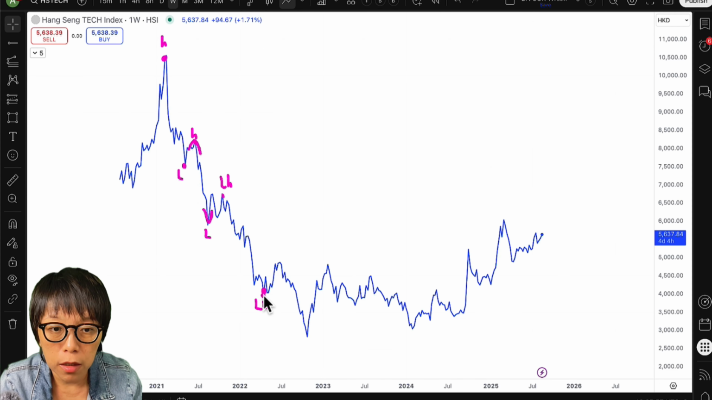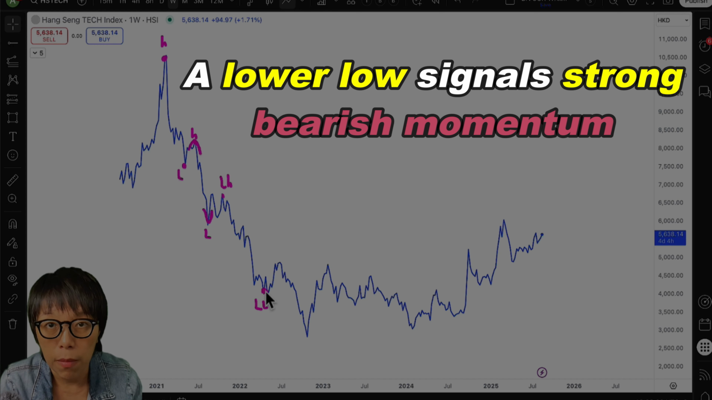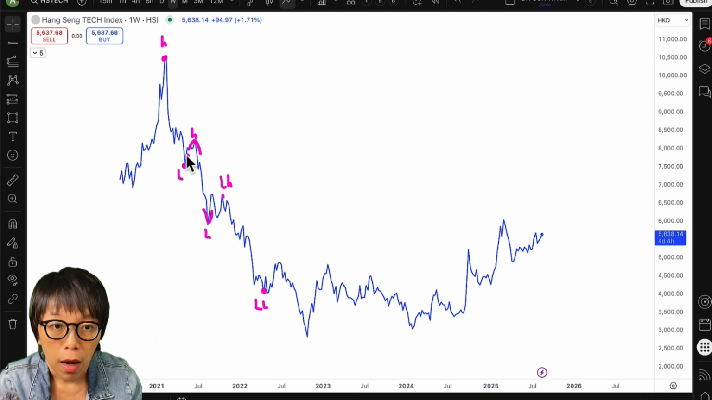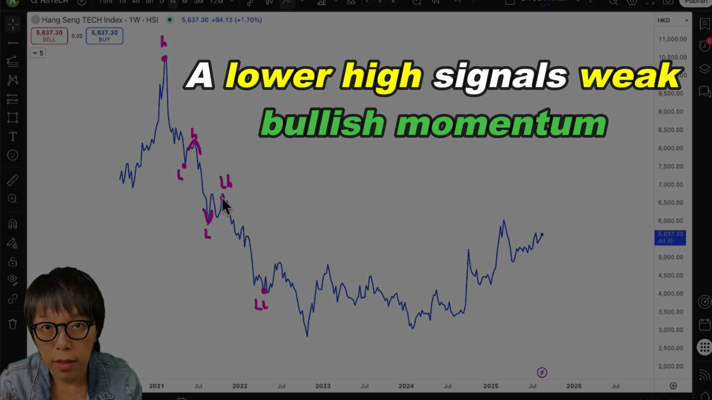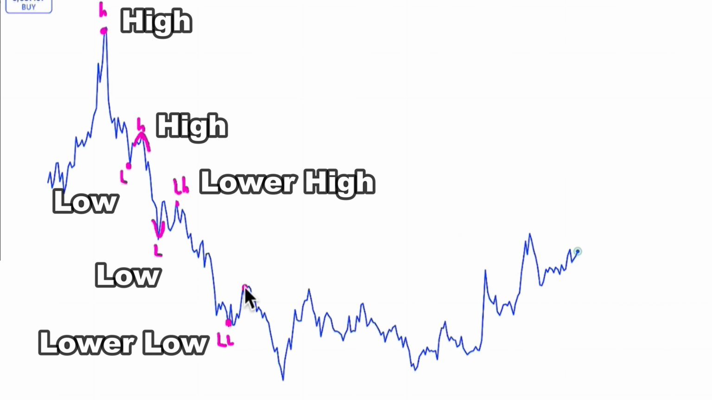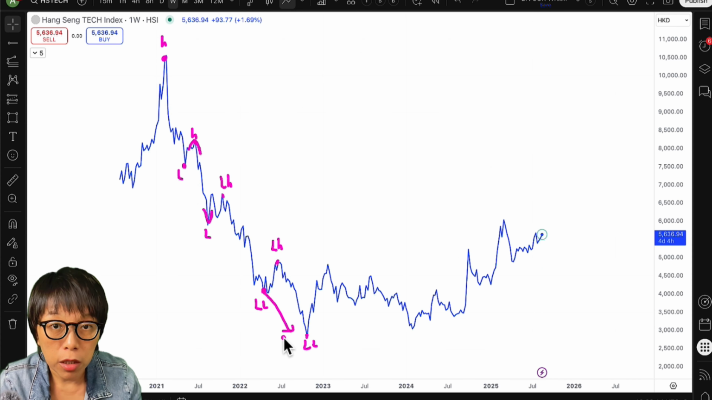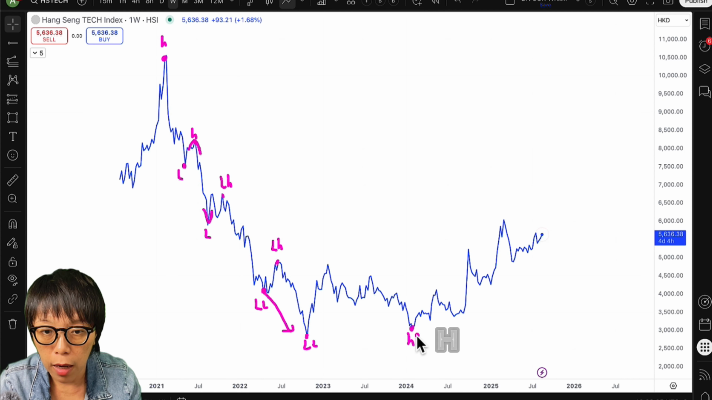This is because if price makes a lower low, it means that the bears are strong. And if price makes a lower high, it means that the bulls are weak. So we have here for Hang Seng Tech a lower high as compared to the previous high and a lower low as compared to the previous low here. But something changed during 2024, where at this low, it's no longer making a lower low. That means that as we compare to the previous low, price is right now making a higher low.